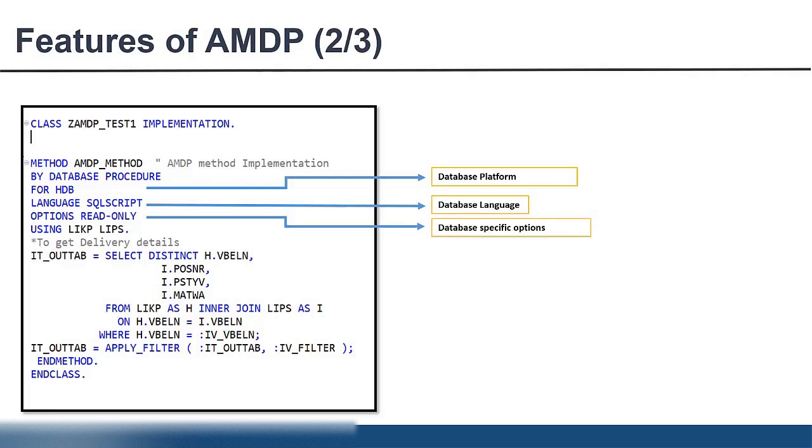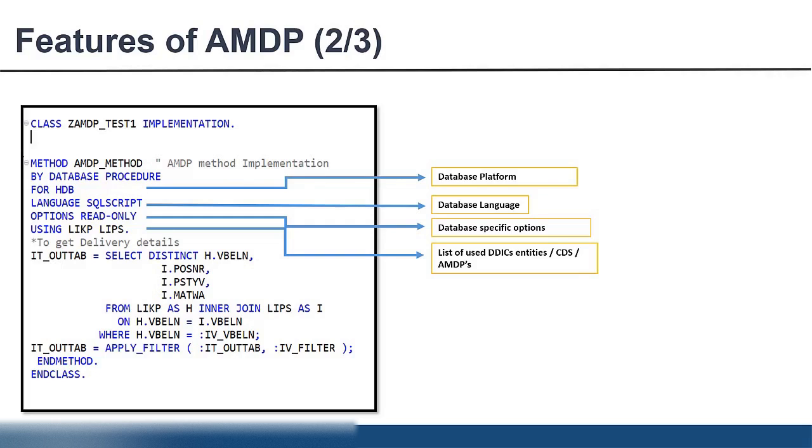Then OPTIONS READ-ONLY, that is a database specific option, and then USING, where you have to mention which database tables or CDS views you are going to use while implementing this method. That means for the SQL statement which you are going to write in your method, whichever database table or CDS view you are going to use, you have to mention it in the USING clause.